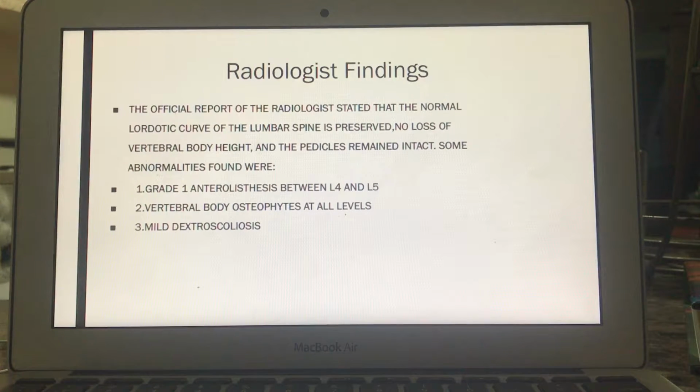Now, when we received the radiologist report, it stated that the normal lordotic curve of the lumbar spine was preserved, so nothing was wrong there. There was no loss of vertebral body height, and the pedicles of each vertebra remained intact. However, there were some abnormalities found: the patient had grade 1 anterior listhesis between L4 and L5, vertebral body osteophytes at all levels, and mild dextroscoliosis.